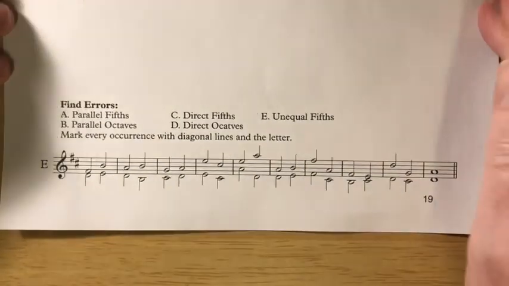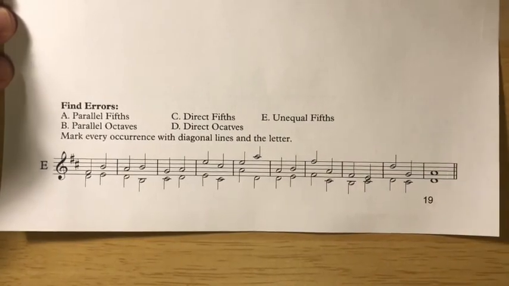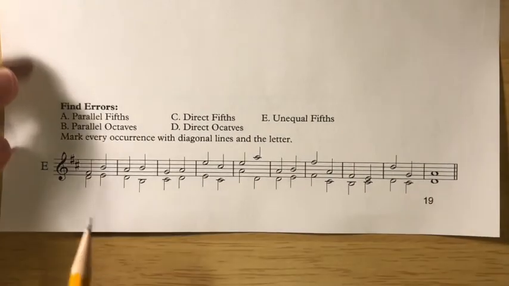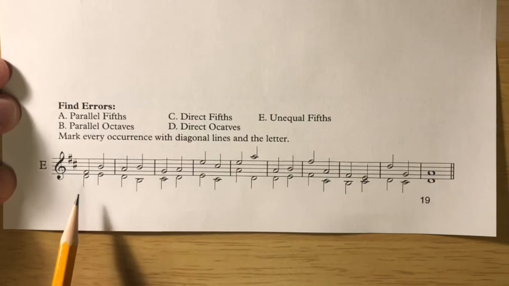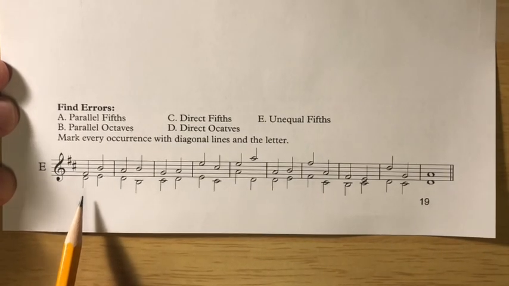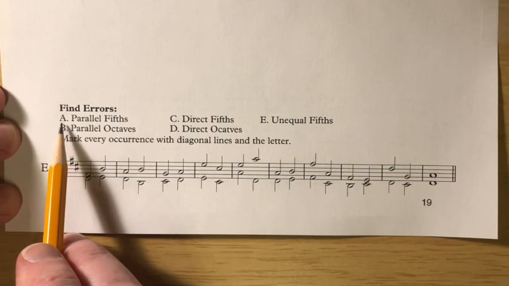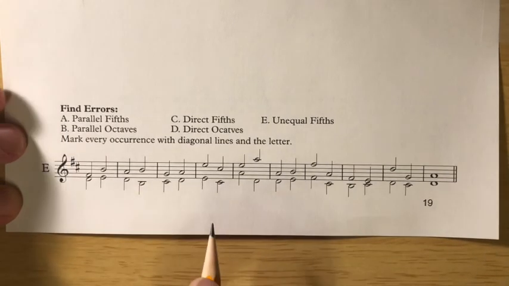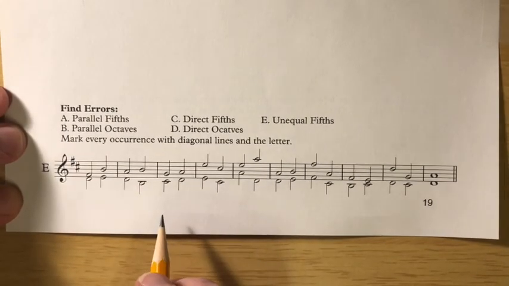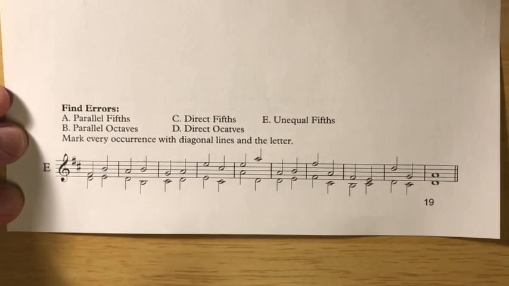The next exercise we're going to do is finding errors of motion. To start out with, we're going to look just at 2 voices on the same staff. Let's look for parallel fifths. Error letter A. Do you spot anything that looks like parallel fifths?